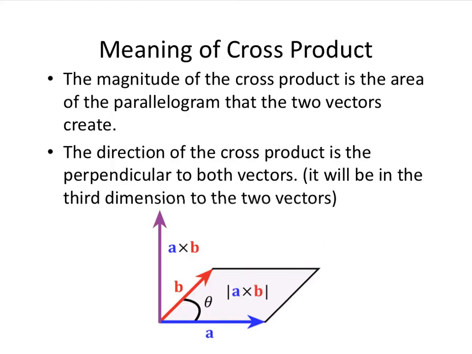What the cross product means is, when you find the vector that's the cross product of two vectors, it's perpendicular to both of the vectors. So if we have A and B, and you find A cross B, then that's going to be perpendicular to both A and B. The magnitude of this cross product is actually the area of the parallelogram formed by those two vectors.